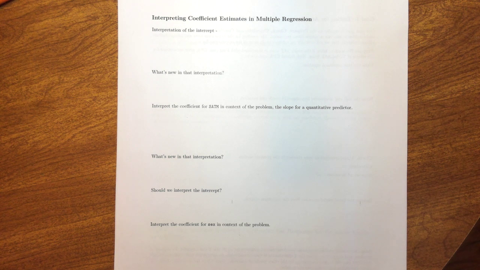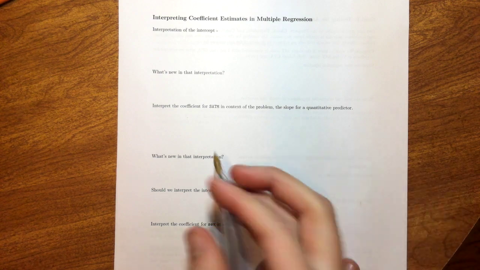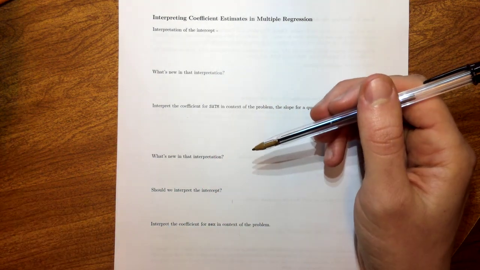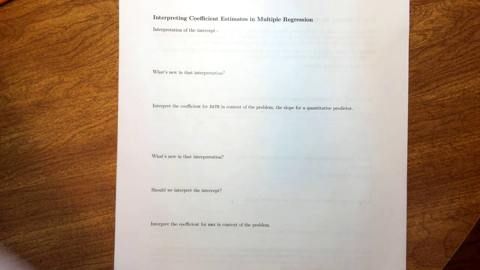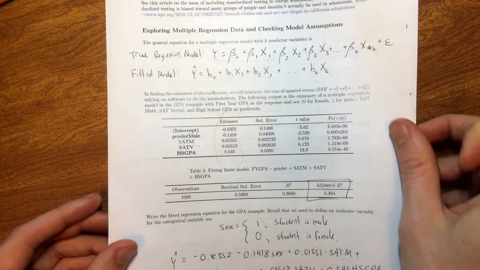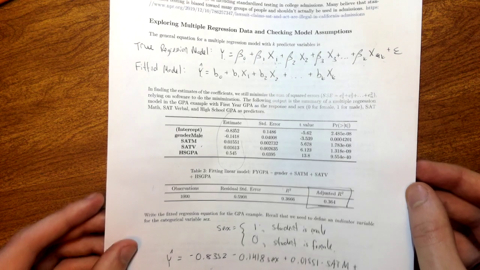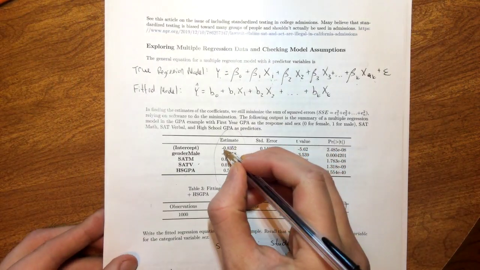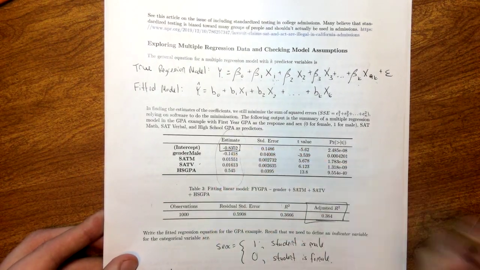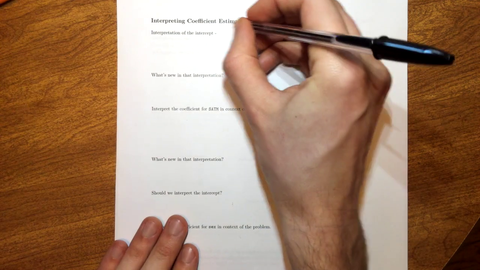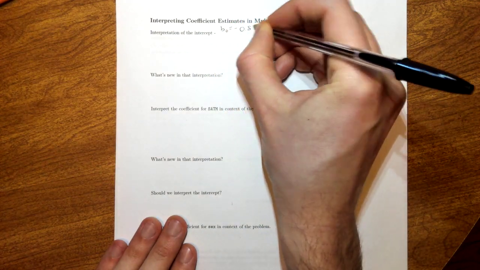So the purpose of this video is just to talk about interpretations in multiple regression. Mainly, we're going to try to see how similar these are to what the interpretations were in simple linear regression from section 6. And so we're still using this SAT data set. I'm going to be referencing this table output on page 2. Let's start by just interpreting this intercept estimate here, this negative 0.8352. So I'll write that there for reference.